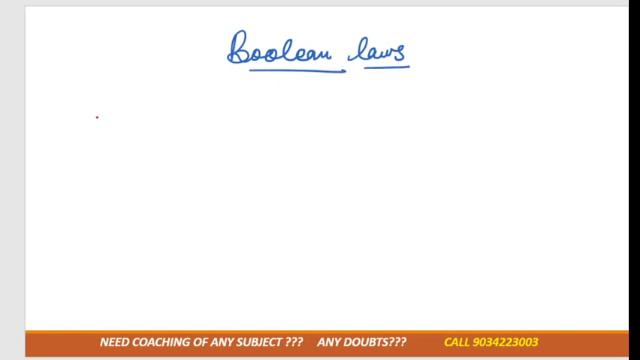But that is in your syllabus. Boolean laws. So we basically have six types of laws. The first Boolean law is the commutative law.